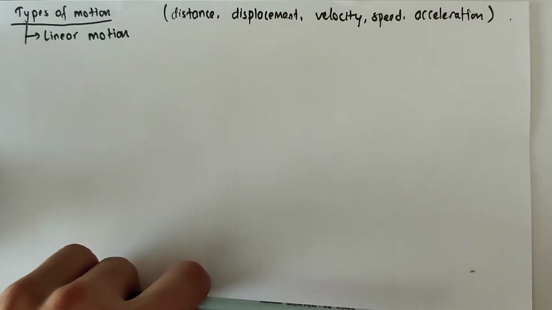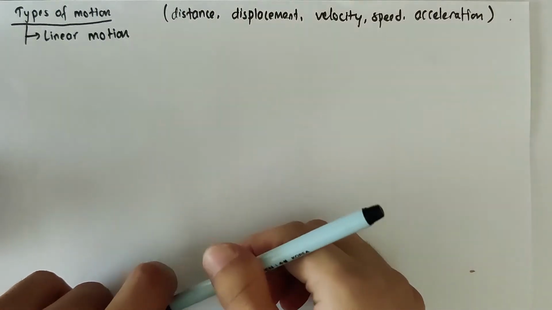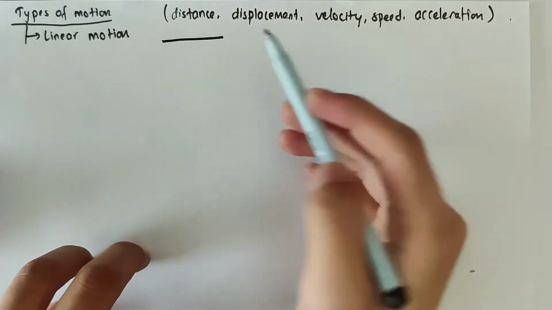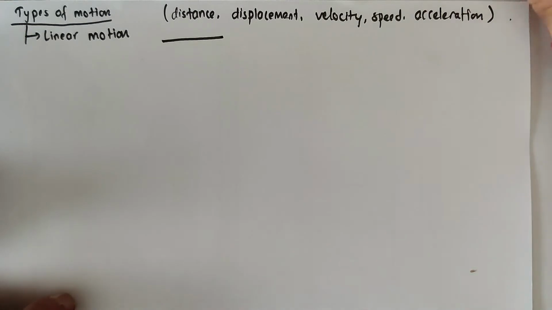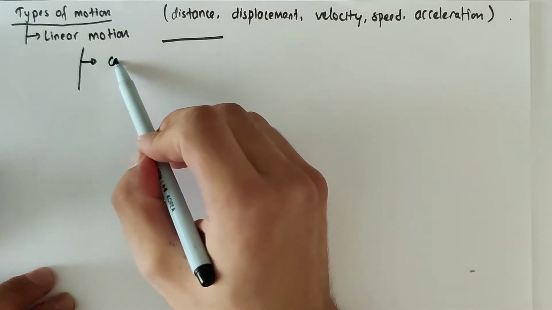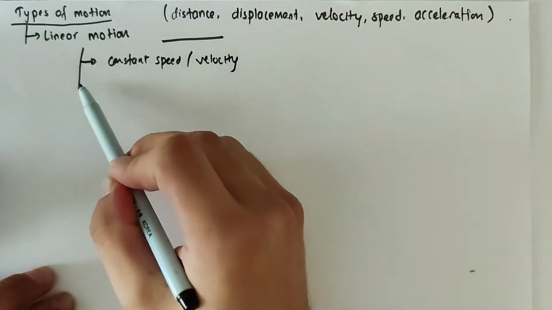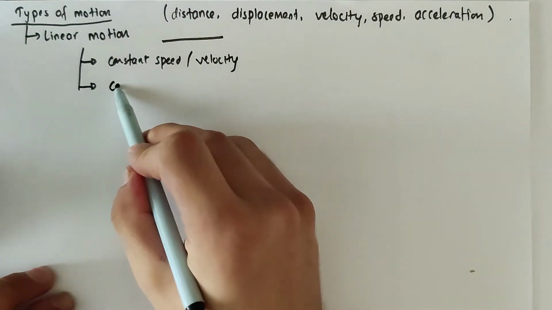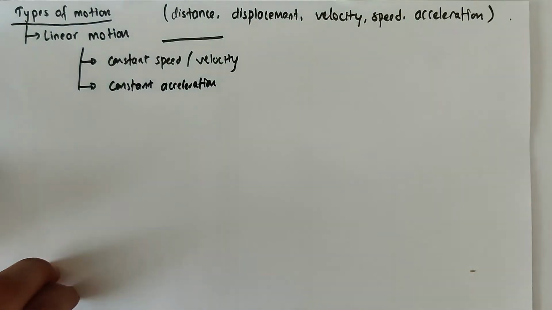Among the various types of motion, we are studying linear motion for now. Linear motion is basically motion in a straight line, so it's pretty straightforward to understand. And in linear motion, we will be specifically studying two types. The first type is linear motion with constant speed, or let's say constant velocity, and the second type is linear motion with constant acceleration. These are the two types of linear motion that we have to study as per your syllabus.